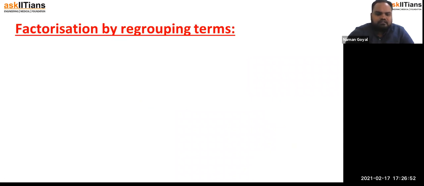Okay, now the next concept is what? Factorizing by regrouping terms. It means in this part, we have to regroup the terms. Okay, how can we do this? Let me tell you how we can do this.